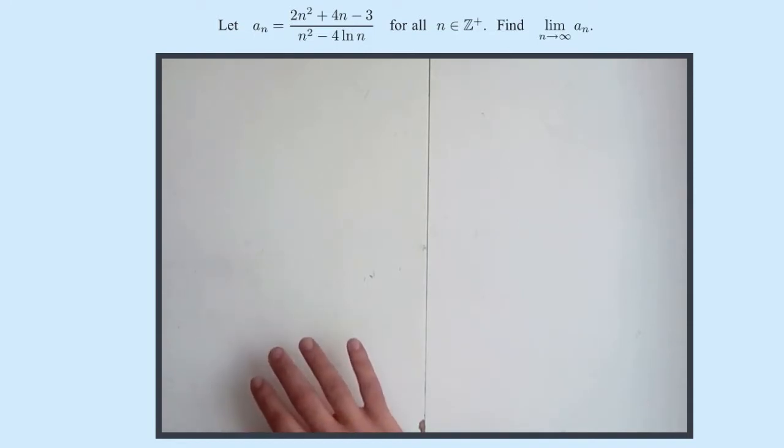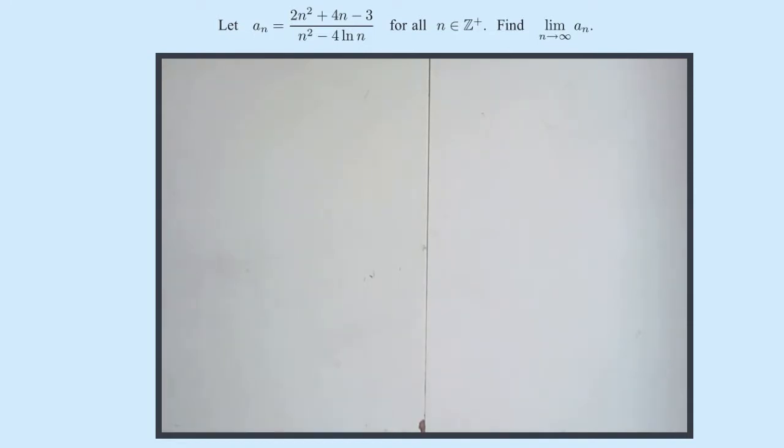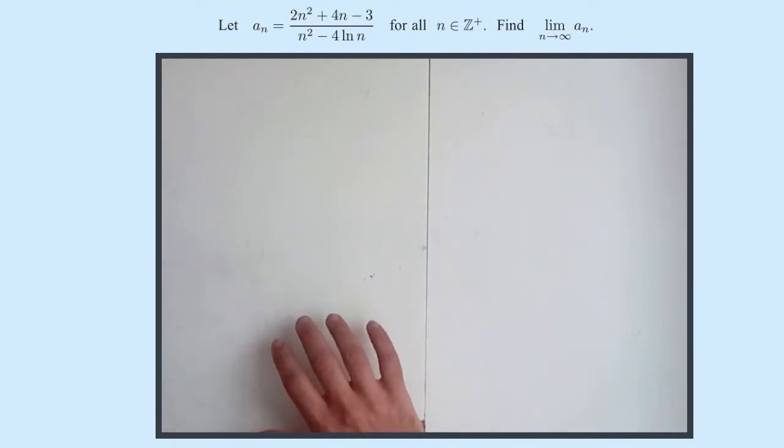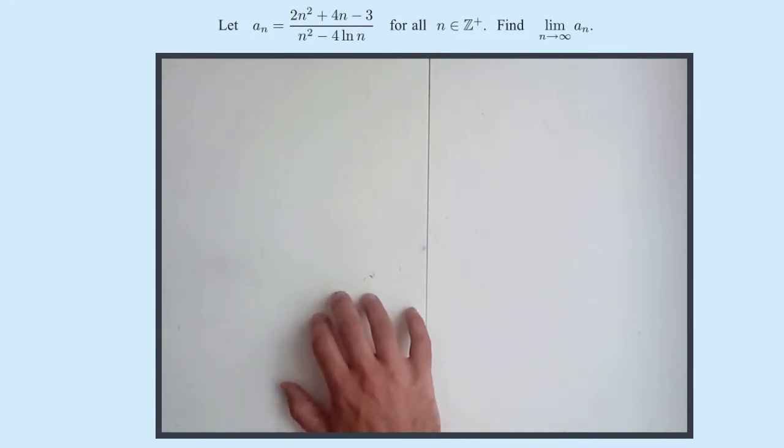So the first thing you definitely should be doing is looking at those powers. A lot of the things you've done with functions to find these limits in the past, you can do exactly the same thing here. If you look at those powers on the top and the bottom, the highest power of n is n squared. So the first thing we're going to do is multiply top and bottom by 1 over n squared.